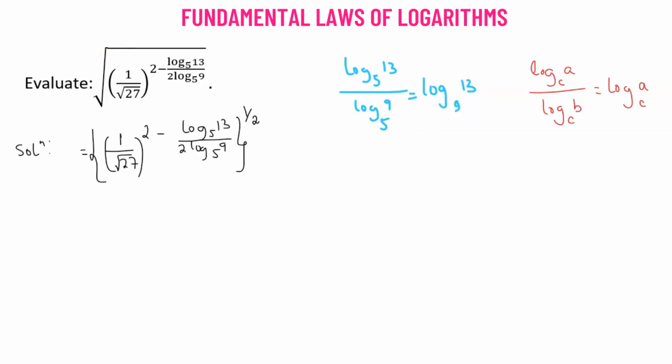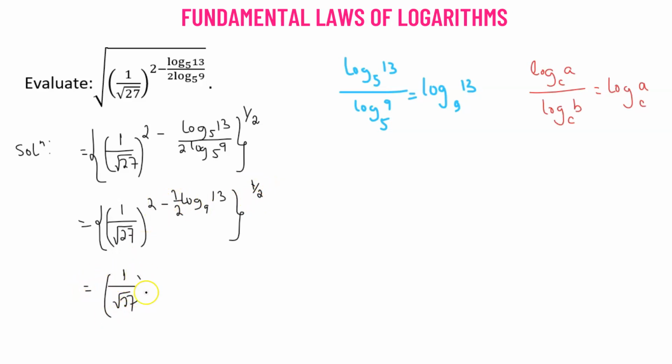Now let's use this. We'll get 1 over square root of 27 whole raised to the power of 2 minus log of 13 with a base of 9 divided by 2. So that means 1/2 multiplied to it, and this entire thing is whole raised to the power of 1/2. Now we can multiply the exponents. So this will give us 1 over square root of 27. So we will multiply 2 minus 1/2 log of 13 with a base of 9 to 1/2.